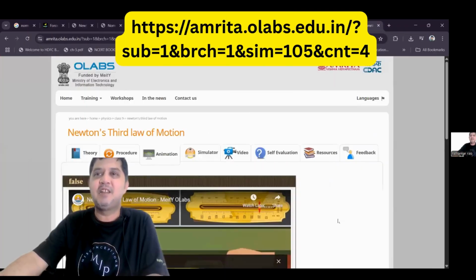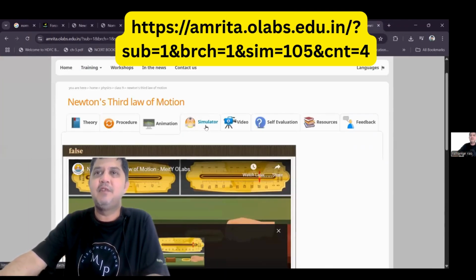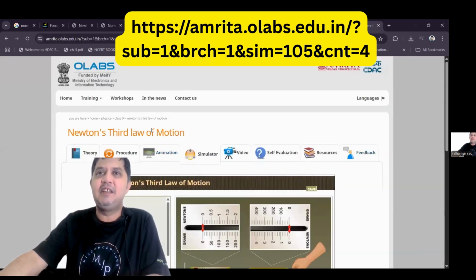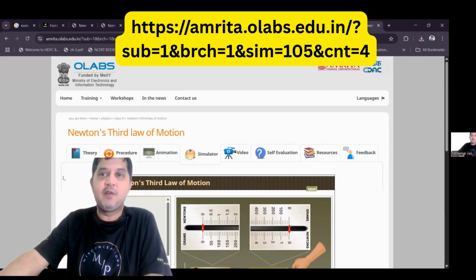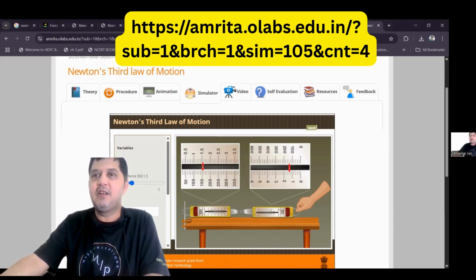Finally, the last one, Newton's third law of motion, which is one of my favorite ones. You can use the simulator to do it, or you can also look at the video. What is shown here is that you have two spring balances, and you are going to apply a force over here. See, it's already reset. Apply a force. When I apply a force, you see here it is 150, and here also 150.